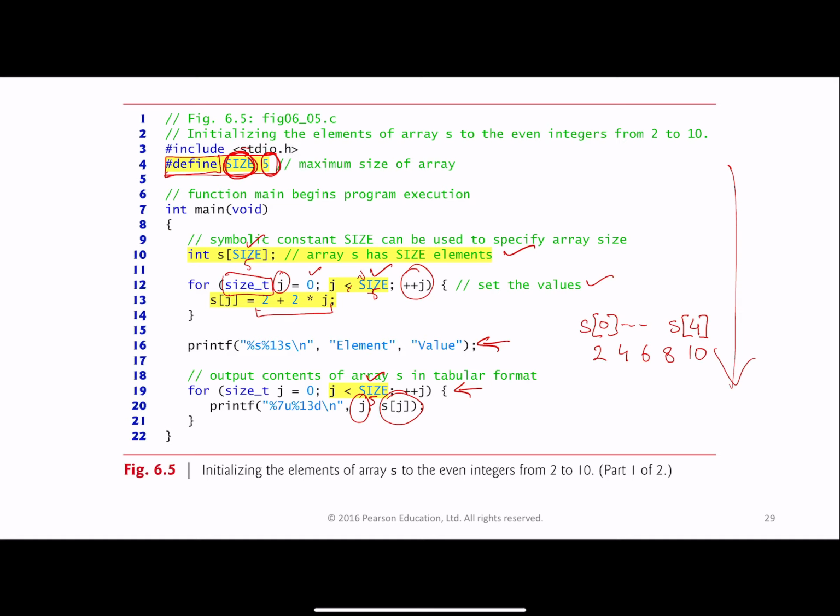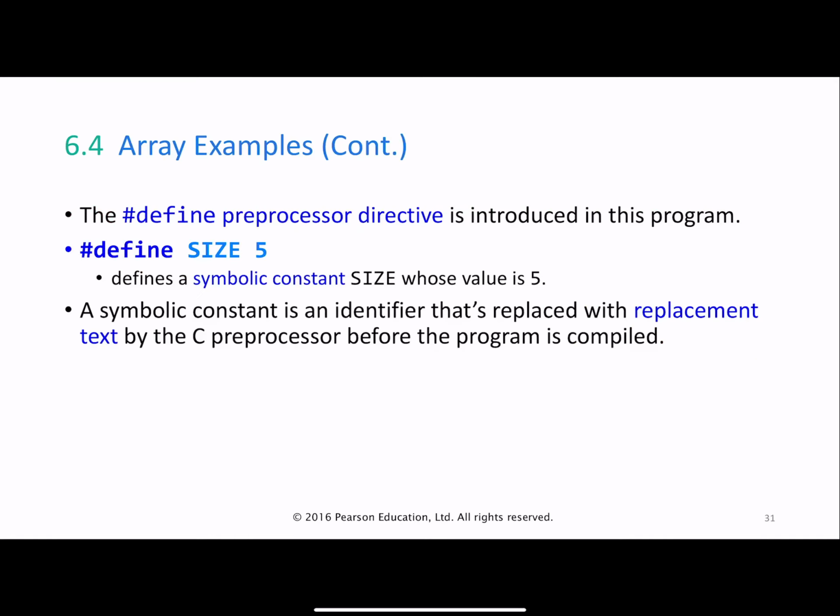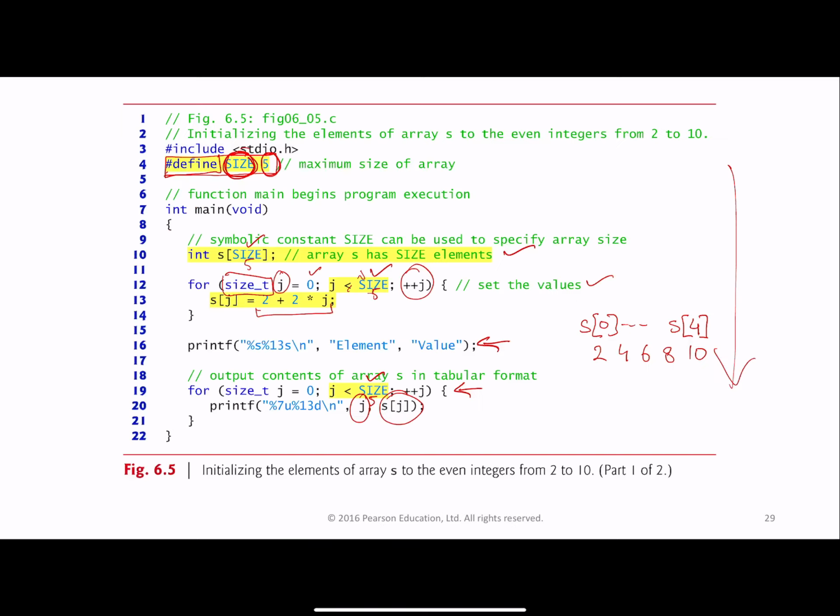Okay, so let me talk a little bit more about this preprocessor directive hash define. Now, what is the benefit of using it? Well, let's say right now we ran our code for an array S of size 5. Fine. But let's say now we want to rerun this program, but this time around we want to set the size of the array S to not 5, but 1000.